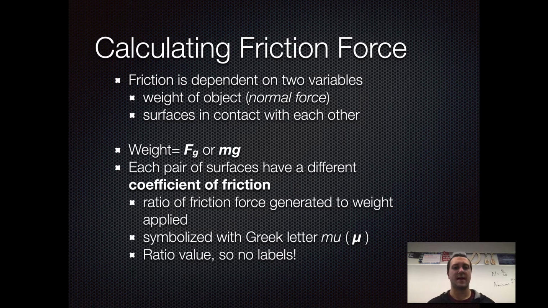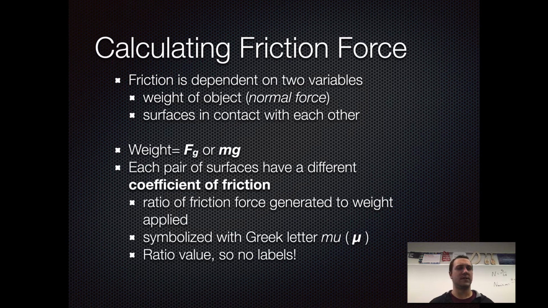Now recall, our weight is F sub g, or mass times gravity, right? Mass times the acceleration due to gravity, I should say. And each pair is going to have what's known as a coefficient of friction. The way that we see it, it's a ratio between how much friction is present divided by how much weight there is. So the weight of the object and how much friction is generated. When we divide those two out, because it's a ratio, the unit drops. So this coefficient gives us the relationship between frictional forces and the weight of the object. And because we're ratioing forces, there is no unit.